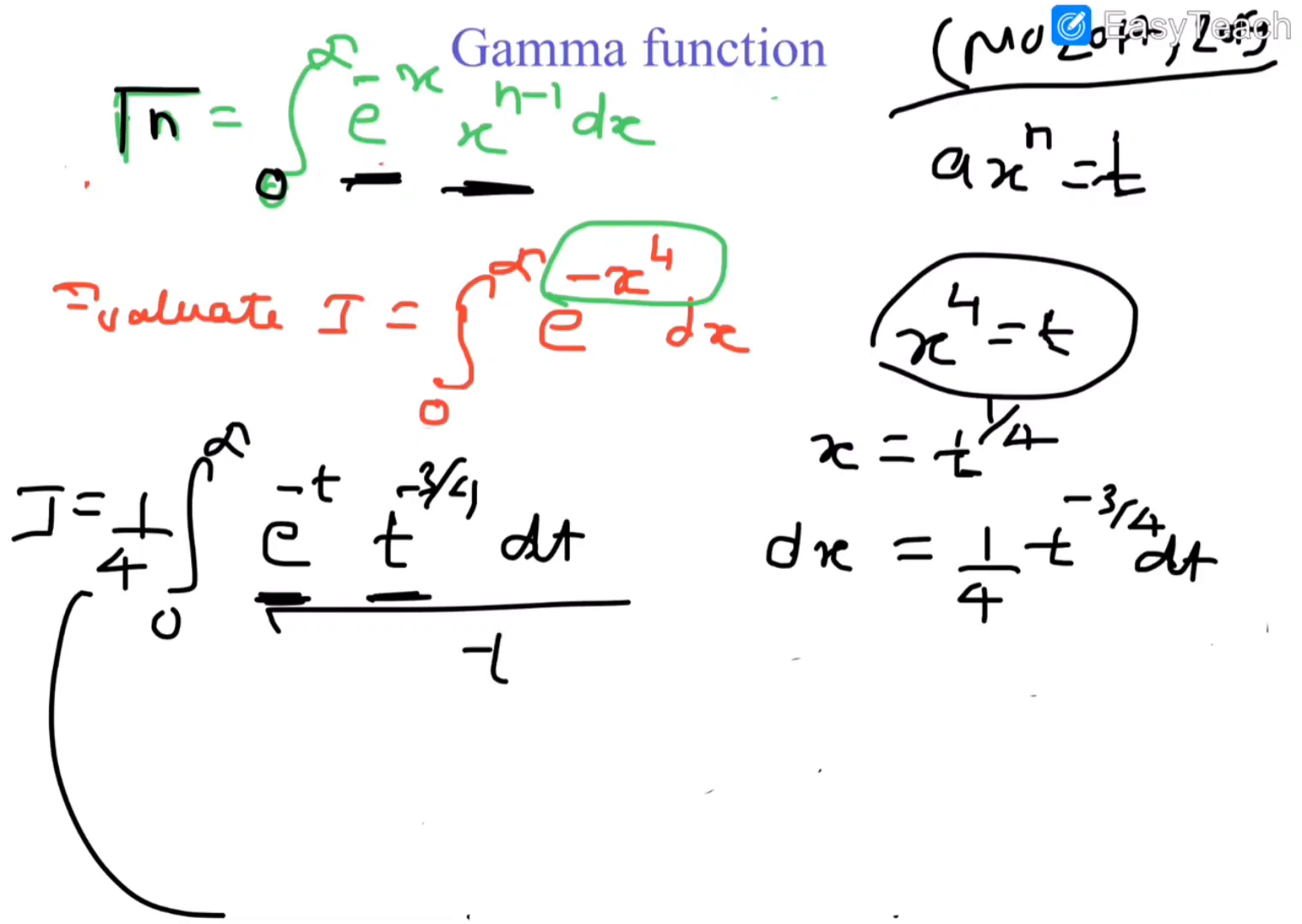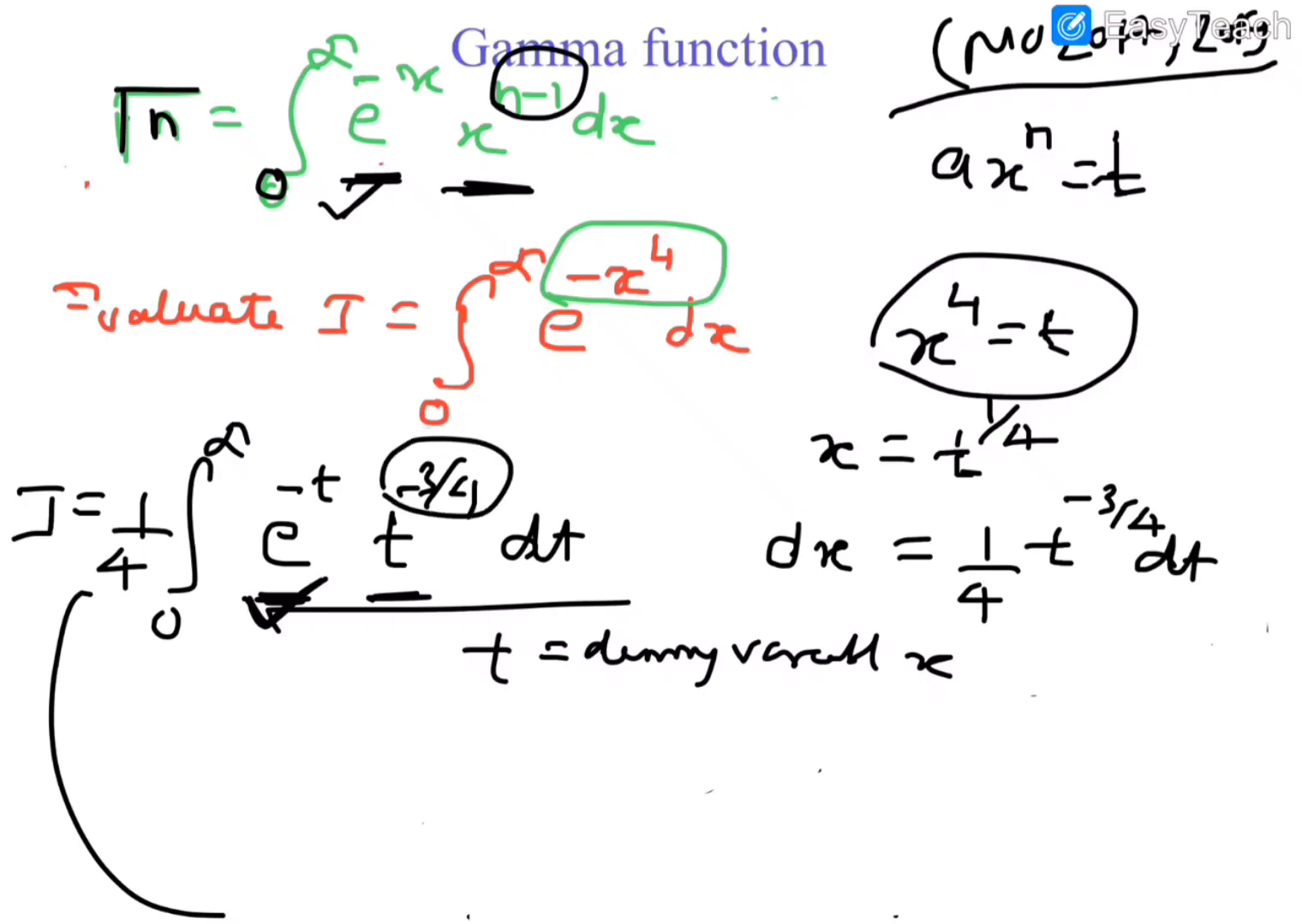That means here t is the dummy variable for x. So x and t are just equal, and you can just replace x by t. What similarity you can see is that e raised to the power minus x and e raised to the power minus t are the same in both equations. So what is different? x to the power n minus 1 over here, and this is minus 3 by 4.